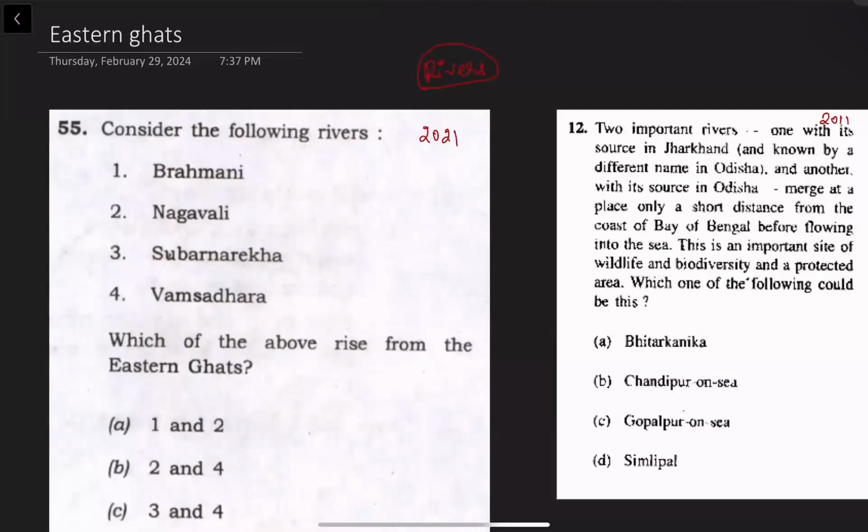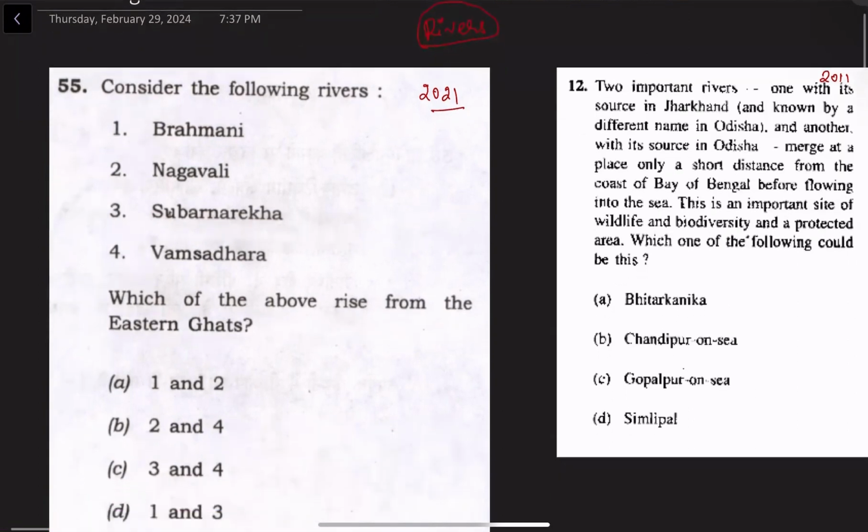Already I have covered some video lectures where I have covered Pennar and related rivers and dam related questions, and how we can handle the offbeat questions related to that. One such example I'm sharing with you is from 2021. In 2021, this particular question was asked.